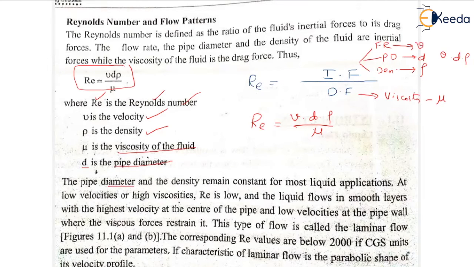If diameter and density remain constant, what are the terms that remain constant? Diameter and density. So diameter and density are constants for most liquid applications. Alright. At low velocities or high viscosities, Re value is very low and liquid flows in smooth layers with highest velocity at the center of the pipe and low velocities at the walls where viscous forces restrain it.